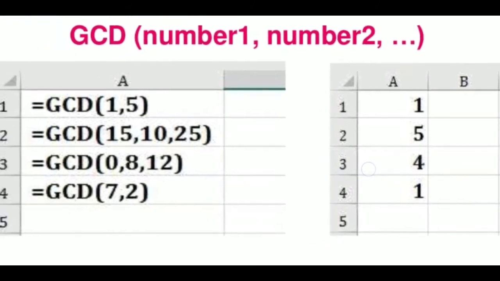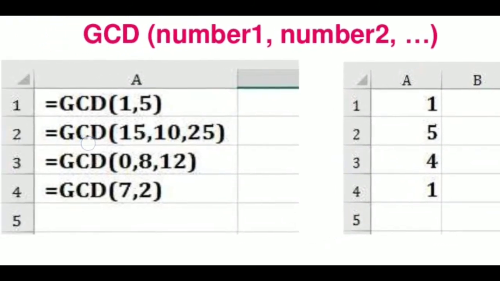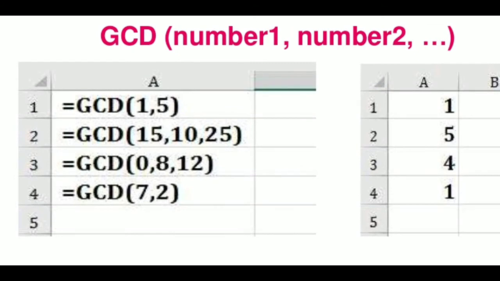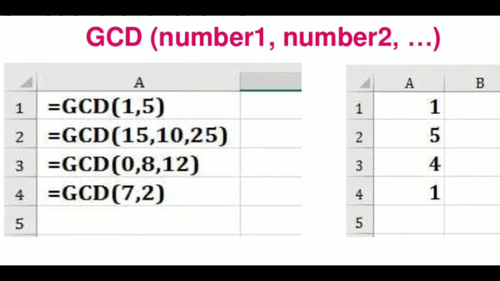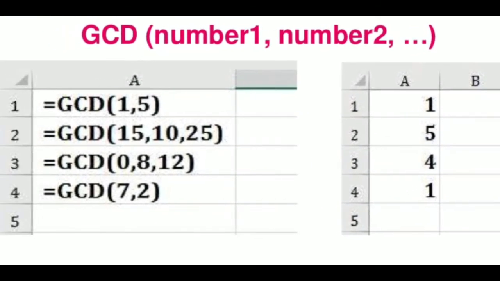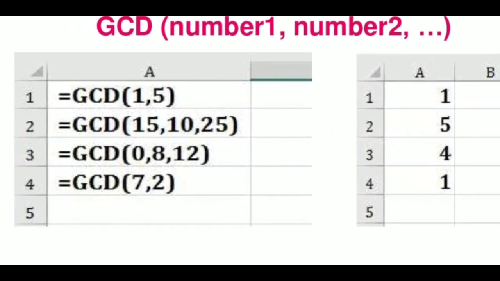So GCD of 1 and 5 is 1, and second example, equal to GCD 15, 10, 25, and then press enter key. The result is 5. So GCD of 15, 10 and 25, we have 5 as GCD, and we can find the GCD of any numbers. For example, 0, 8 and 12 will be 4, and GCD of 7 and 2 will be 1. Okay.